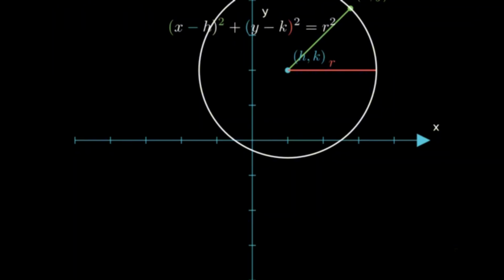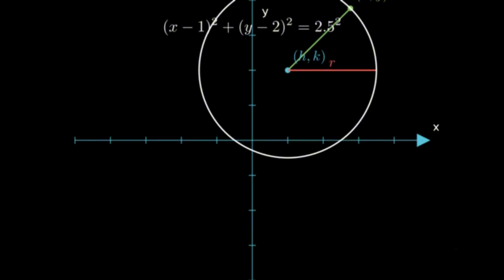For our specific circle with center at 1, 2 and radius 2.5, we can substitute these values into the general equation. This gives us (x minus 1) squared, plus (y minus 2) squared, equals 2.5 squared, or 6.25.